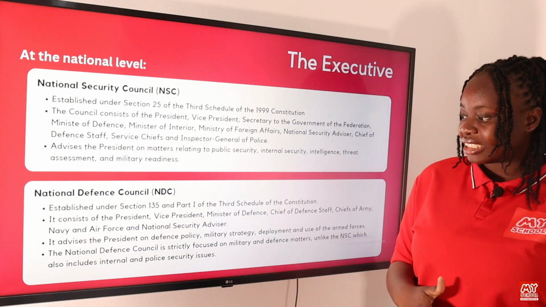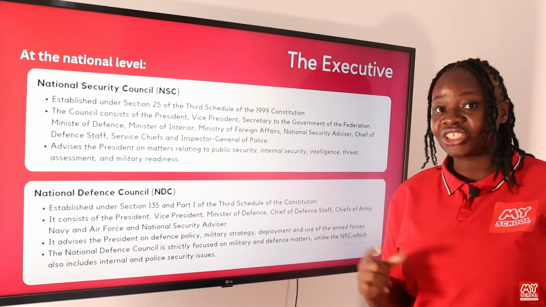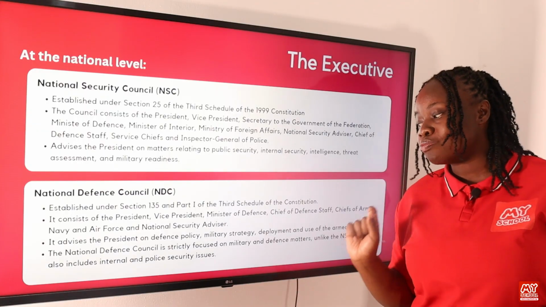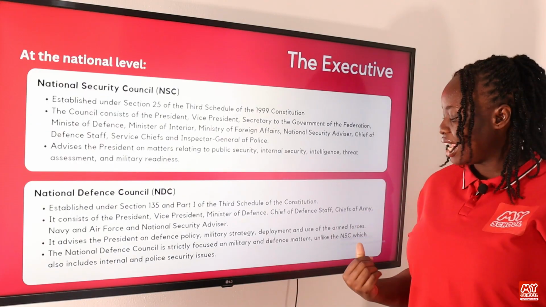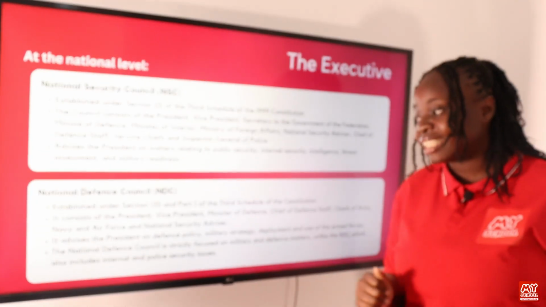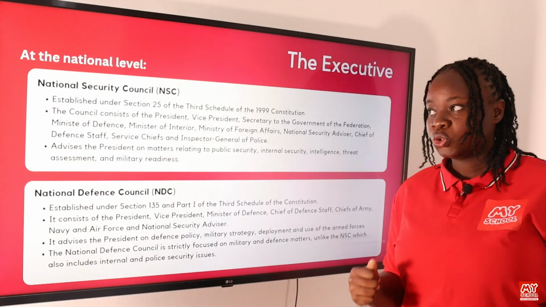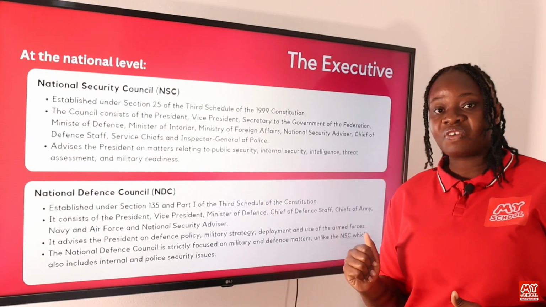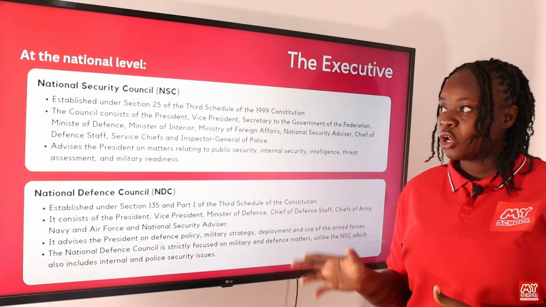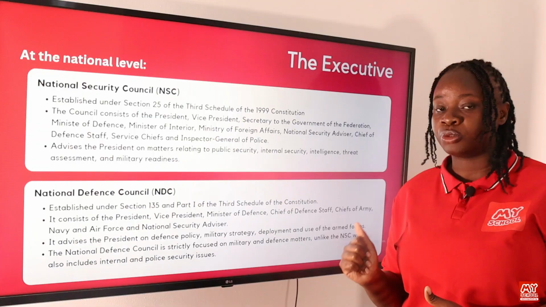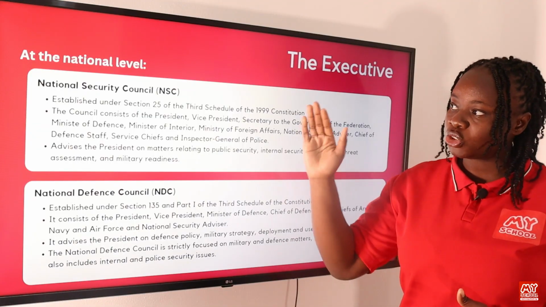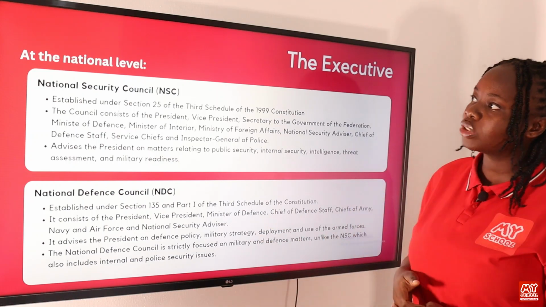So the difference between the National Defense Council and the National Security Council is that while the National Defense Council is strictly focused on military and defense matters, the NSC, or the National Security Council, also has to deal with issues relating to internal and police security. So this is the difference. For the National Defense Council, they deal with defense of the country, the defense of the nation, while the National Security Council deals with threats, both internally and externally. So that's the difference between these two councils. Now let's move on to the next slide.